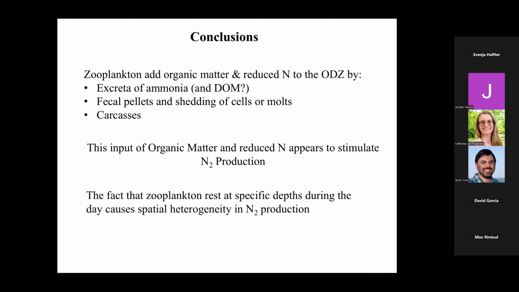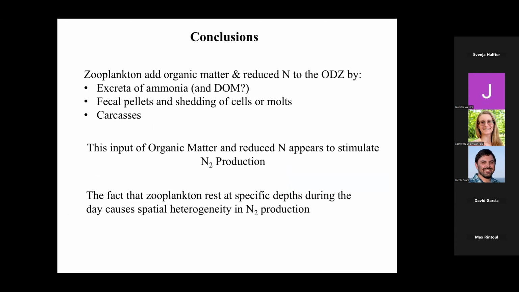So in conclusion, zooplankton add organic matter and reduced nitrogen to ODZ by excreting ammonia, potentially DOM, but we didn't measure that here. Fecal pellets and shedding of cells or molts could make particulate organic matter and also carcasses. And this input of organic matter and reduced nitrogen appears to stimulate N2 production.